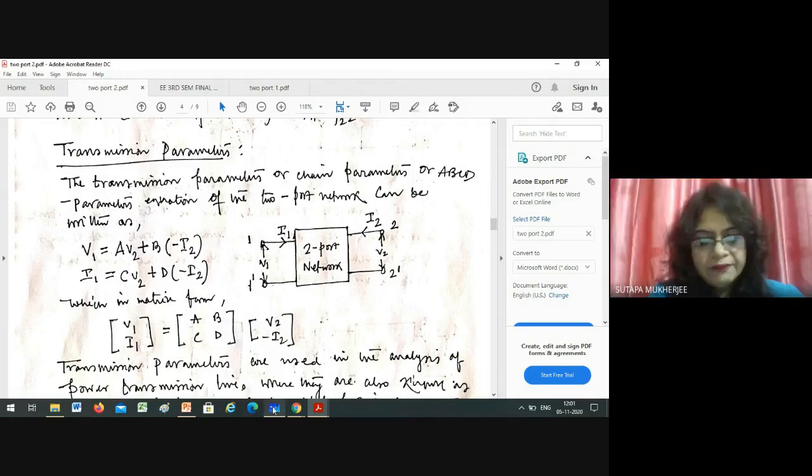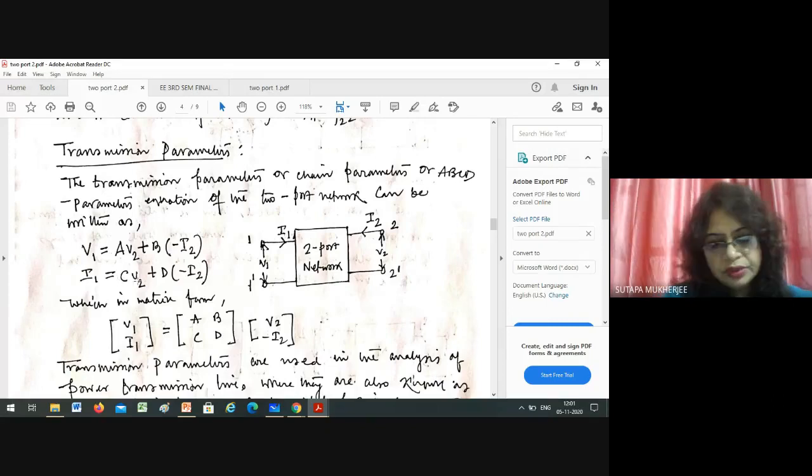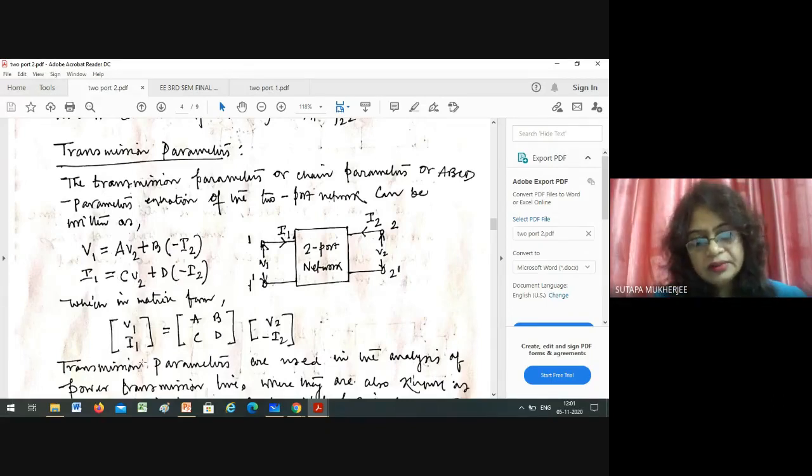Yes, I've written. After writing this, what are you getting? V1 equals AV2 plus B of minus I2, I1 equals CV2 plus D of minus I2. Obviously, this is the matrix form. AV2 minus BI2, right? CV2 minus DI2. V1 equals this, I1 equals this.